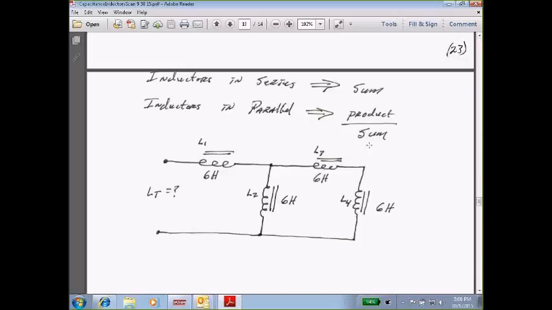Okay, start out here. So we've got 6 in series with 6, 6 plus 6 is 12. Yeah, so it comes out to be 4 henries. Okay. Right here, that's 12, right? And then you've got 12 in parallel with 6, that's 4. And then that 4 is in series with 6, which gives me 10, right? Yes.